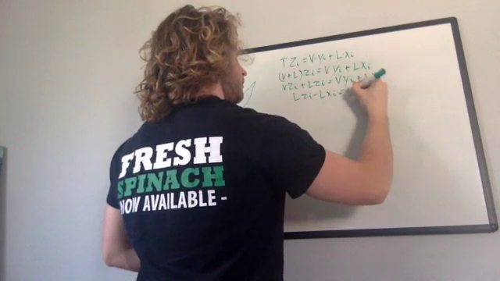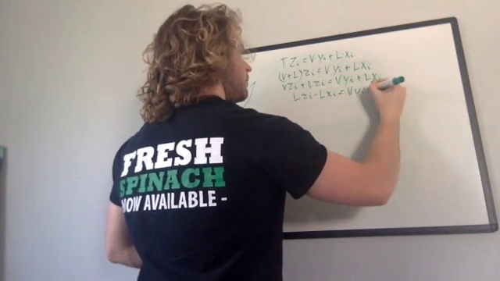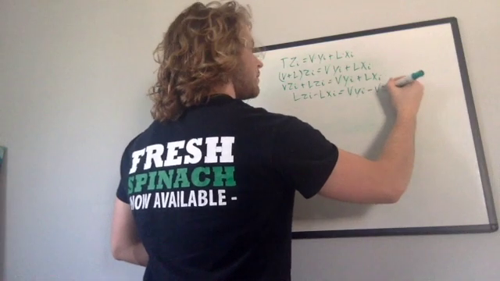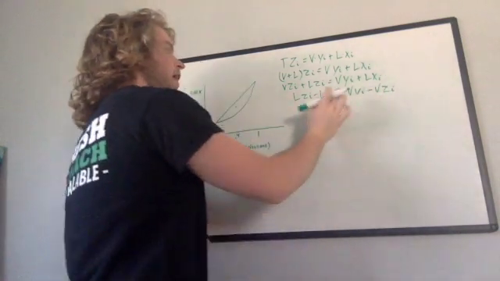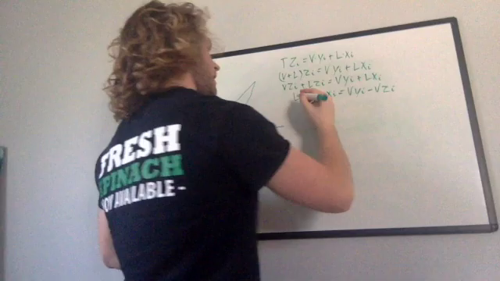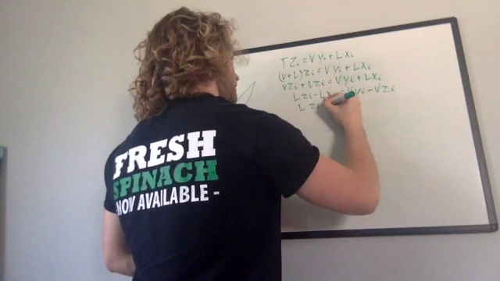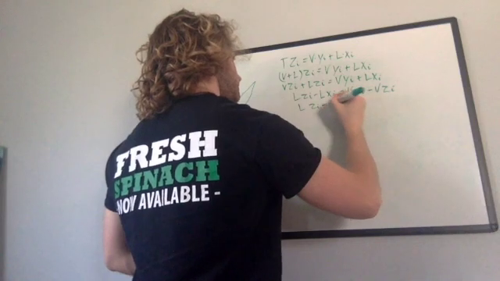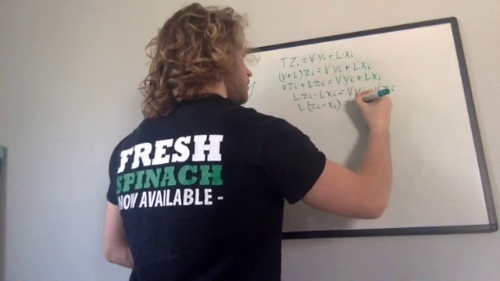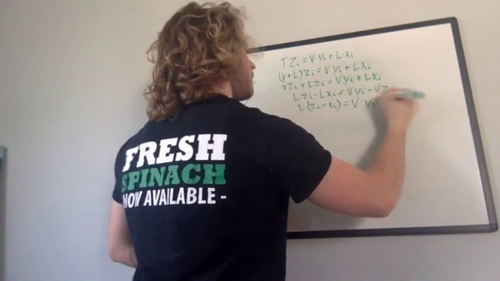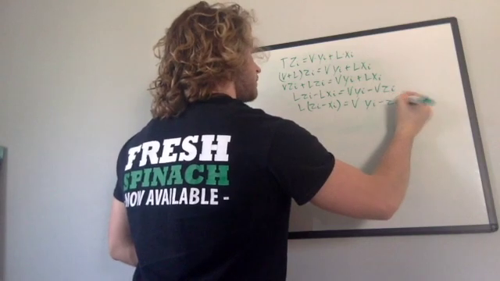is equal to Vyi minus Vzi. And now we can go ahead and factor these L's and these V's out. So this is going to be L(zi minus xi) is equal to V(yi minus zi).